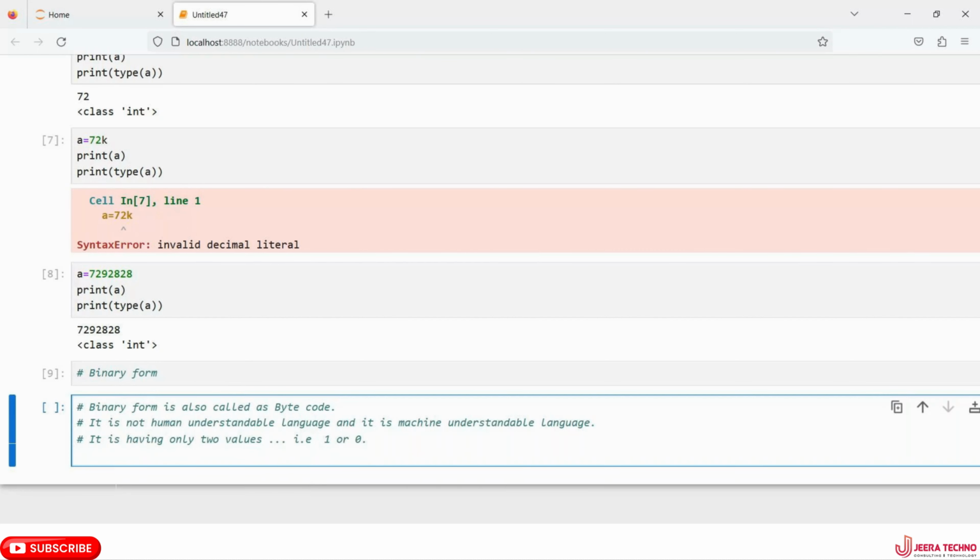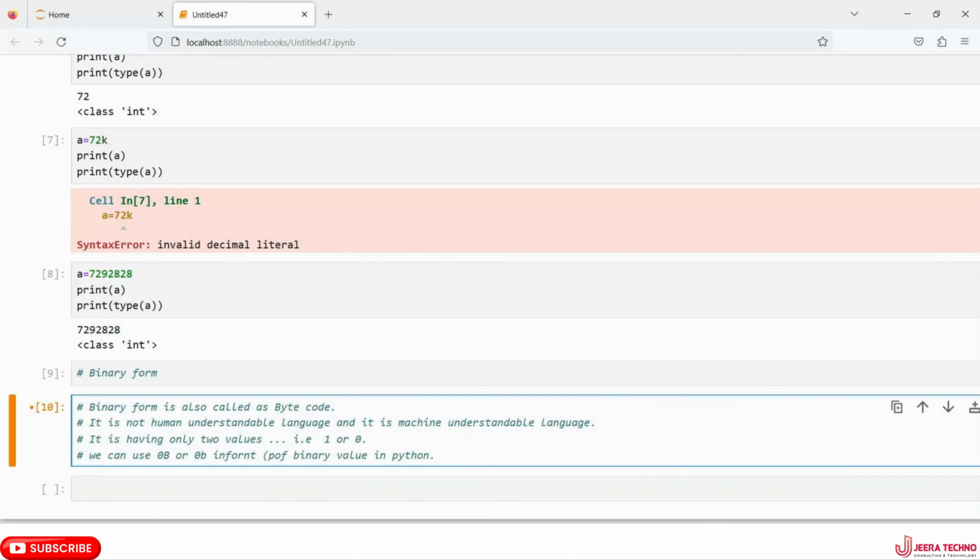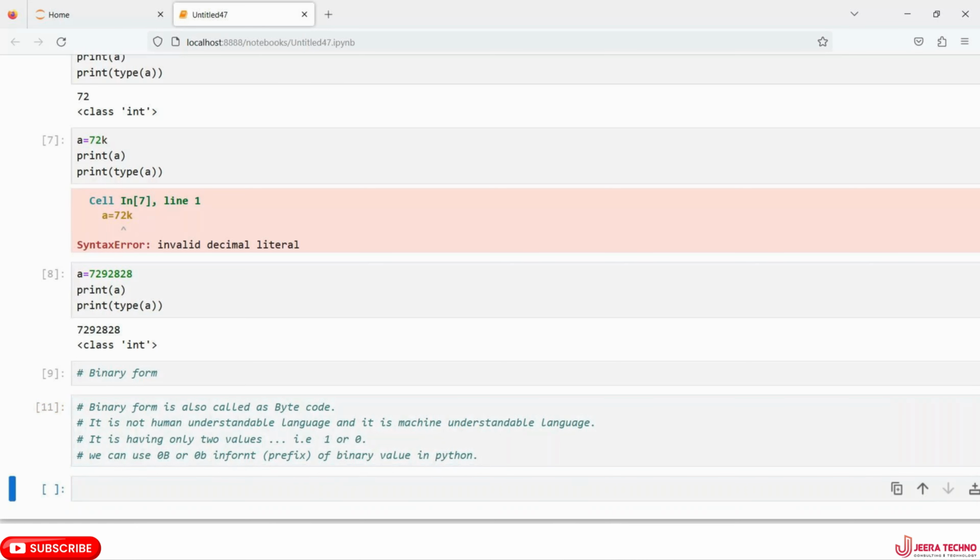But sir, how do I identify whether it is binary form or something else? We can use 0b, small letter or capital letter, in front of the binary value in Python. If you don't have that, it's not binary form. This is also called a prefix. You can identify that it is binary form.